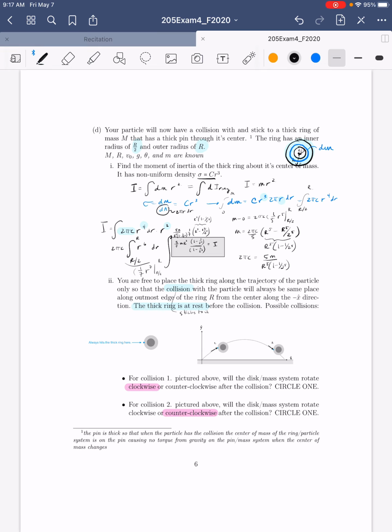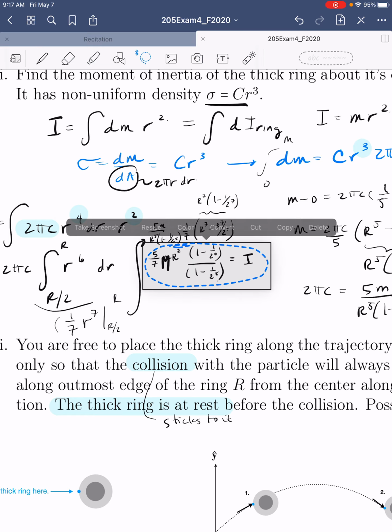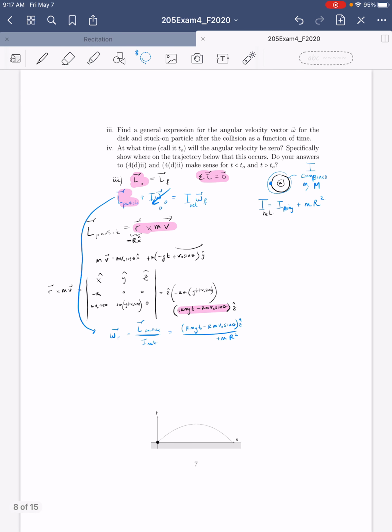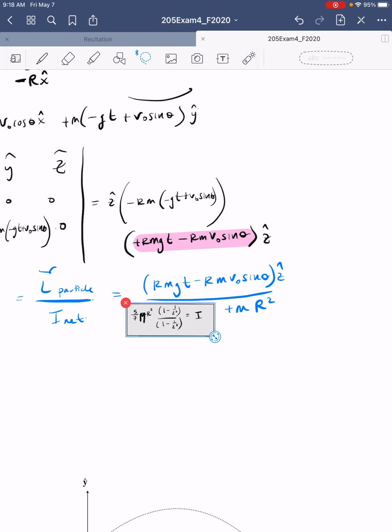Ooh, I did make one little mistake here. I always do this. This should have been a capital M, not a little m. Silly me. Little m, big M, hard to keep track of sometimes. But anyhow, that's the moment of inertia of the ring.